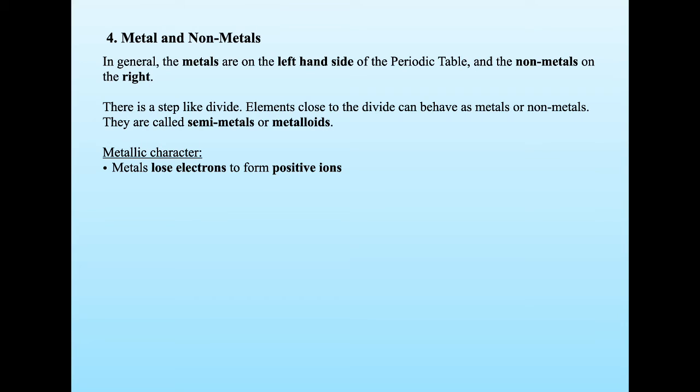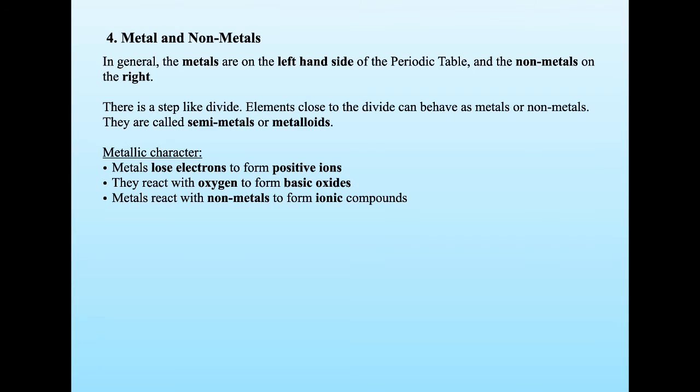Metals lose electrons to form positive ions, we know that. They react with oxygen generally to form basic oxides. Metals react with non-metals to form ionic compounds. Some examples: potassium would lose 1 electron to form a potassium ion. It's a very obvious metal. It readily loses that electron to form a potassium ion. So this whole thing about losing electrons to form positive ions is very important with metallic character. The more tendency it has to do that, the more metallic it is.